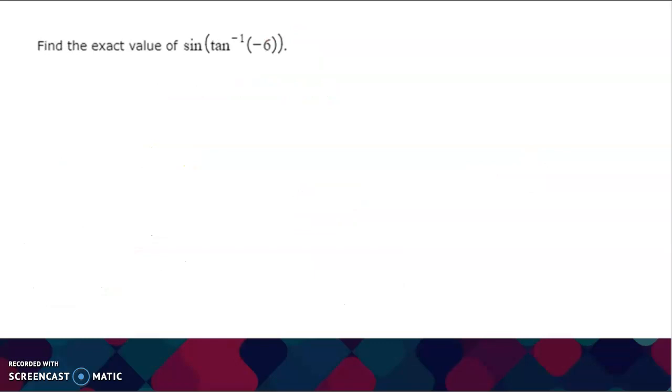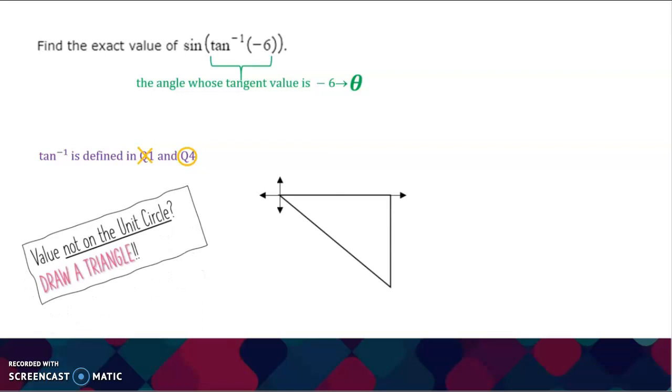One more like this, looking for the inverse tangent of negative 6, so we want the angle whose tangent value is negative 6, we'll call that theta. Inverse tangent is defined in quadrant 1 and quadrant 4. Since the value is negative, we must be in quadrant 4. Negative 6 is not a value on our unit circle, so we need to draw a triangle. We'll put our information on, negative 6 opposite, 1 adjacent.